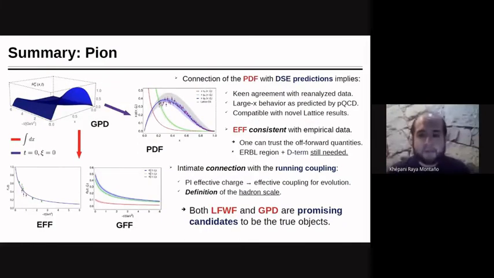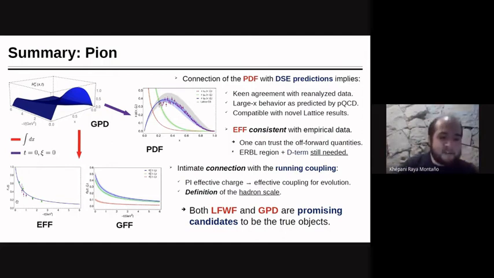By construction, we are imposing the connection with the Dyson-Schwinger equations prediction. We have some implications: the keen agreement with the reanalyzed data for the valence PDF, the large x behavior predicted by QCD, namely the exponent 2, and we have been seeing compatibility with the lattice cross-section results.